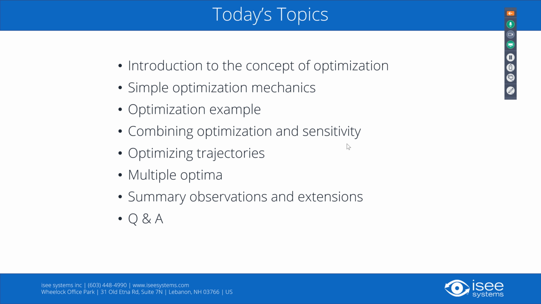So we're going to introduce the basic concept, what it is, for some of you who may not even know what that is, and then the mechanics, an example, and then combining optimization and sensitivity, which is a very powerful way to learn about systems, and then optimizing trajectories, changes over time. We'll look at situations where you might have multiple optima and how you can deal with that, and then some summary observations and extensions. And of course, we're going to have a Q&A session where you can ask questions and hopefully get suitable answers.